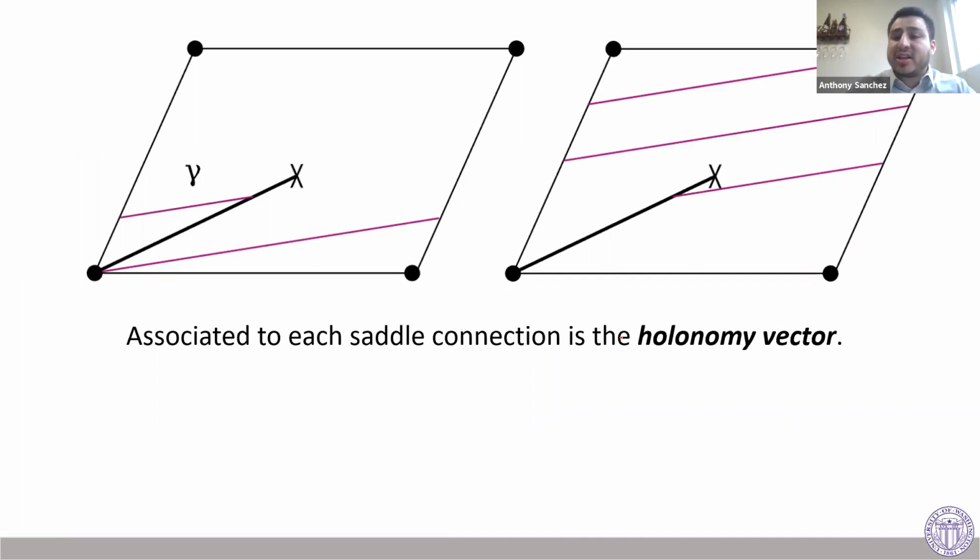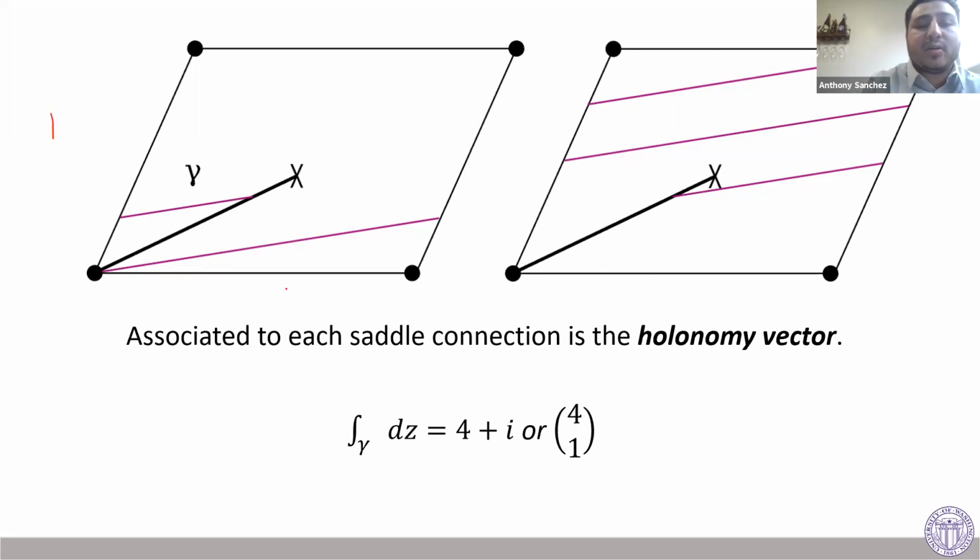Associated to each saddle connection, we have the holonomy vector. Right, so here, this is a nice path on the translation surface, and I have a holomorphic differential. So I pair them up in the way they want to be paired up, and I get a sense of direction for the saddle connection, right? So if I integrate the holomorphic one-form along gamma, I get 4 plus i. We can think about this complex number as a vector, as a horizontal and vertical displacement.